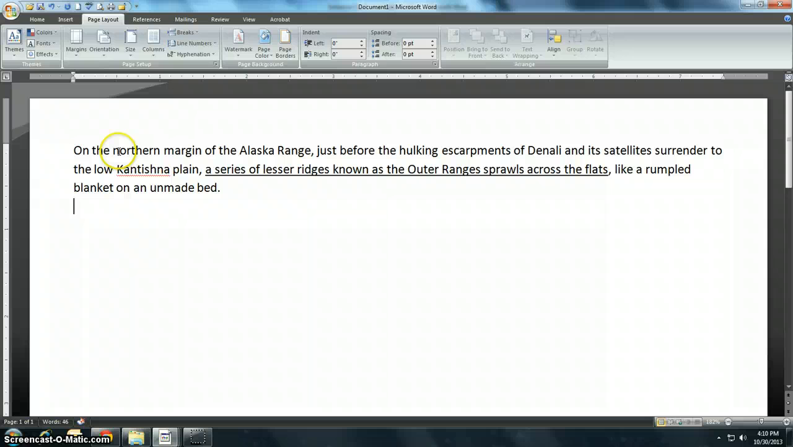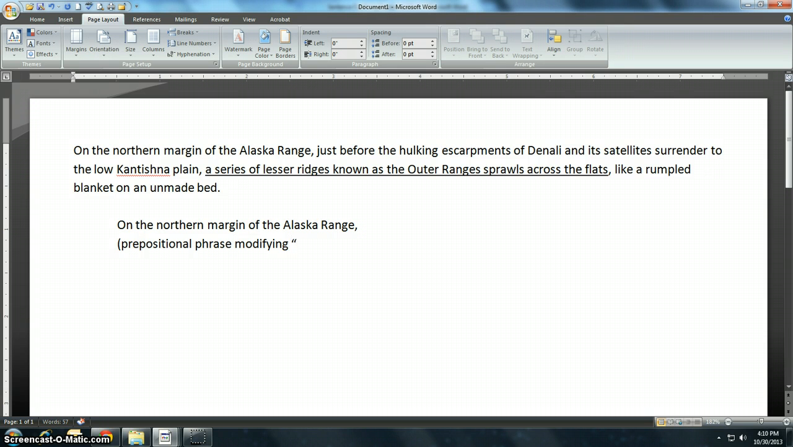Now, what is that doing in this sentence? It's modifying something. What exactly is on the northern margin of the Alaska Range? Well, we're talking about a series of lesser ridges. So this is modifying something in the independent clause, so I'm going to indent it one space. Okay, and then I'm going to identify it. There we go, just like that. All right, so that's my first little element there: a prepositional phrase modifying series, on the northern margin of the Alaska Range.